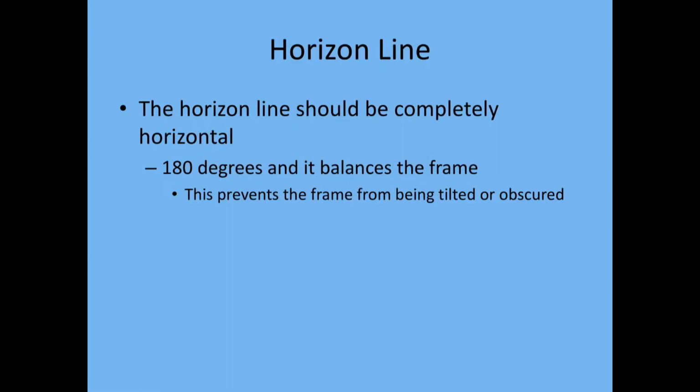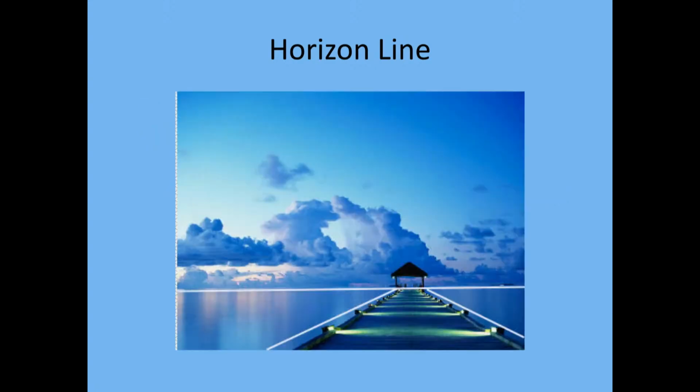All right, horizon line. So the horizon line should be completely horizontal, 180 degrees. It balances the frame. This prevents the frame from being tilted or obscured. That way you don't have to tilt your head to watch in a movie. Very first thing you do when you set up a tripod, very first thing, balance the tripod. Why do we do that? So our horizon line is correct.